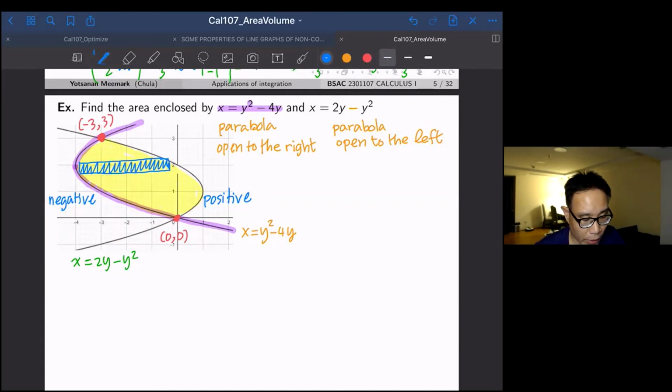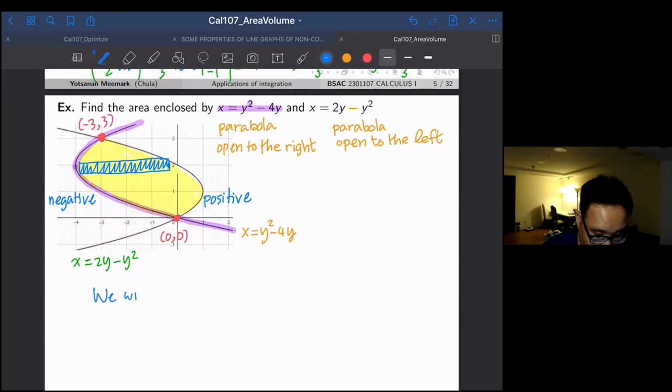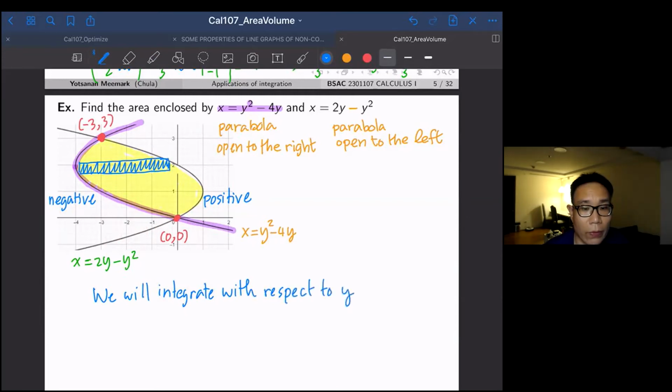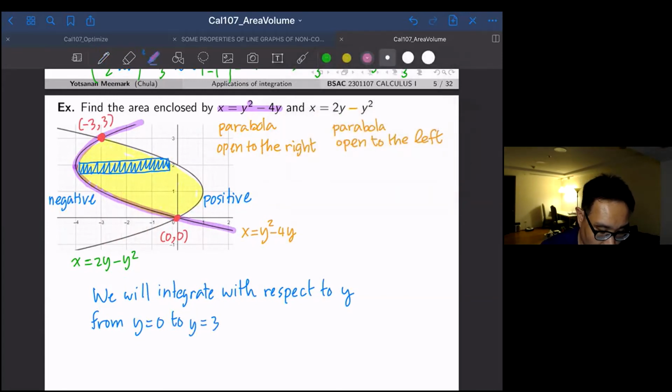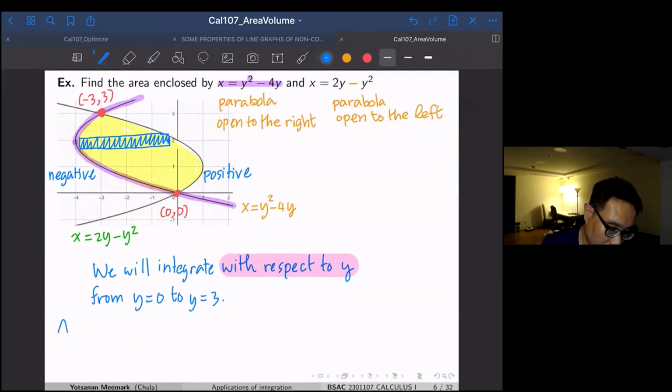So we will integrate with respect to y, and it's going to be from y equal to 0 to y equal to 3. Okay, so we're going to integrate with respect to y, from y equal to 0 to y equal to 3. And you're gonna have the area, so it's gonna be the integral from 0 up to 3.